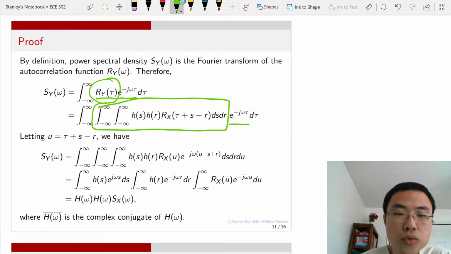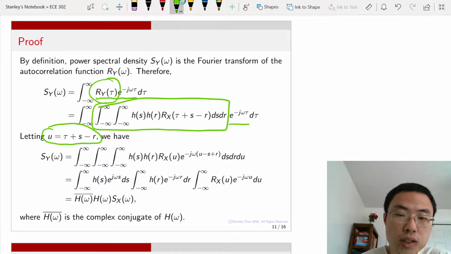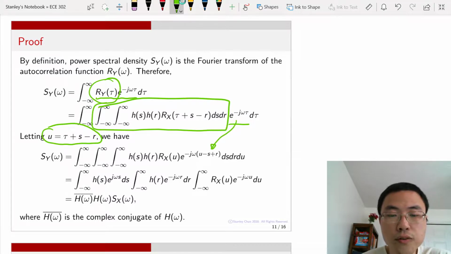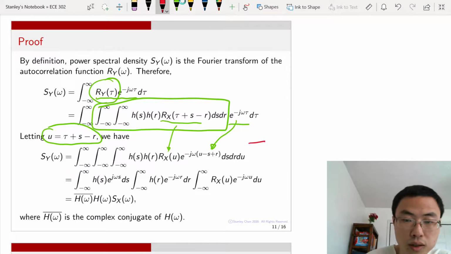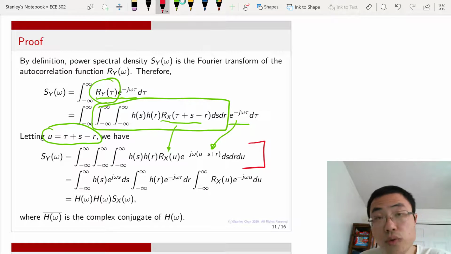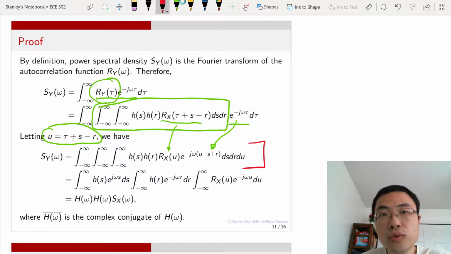Now if you want to do the simplification, what you can do is a substitution of u equals t plus s minus r. Then your exponential function will take the form of u, s and r. Consequently, this Rx can be simplified to just Rx of u, and then you integrate with respect to s, r, and u. This expression is complicated, a triple integration. However, you can actually simplify it into a product of three individual integrations.